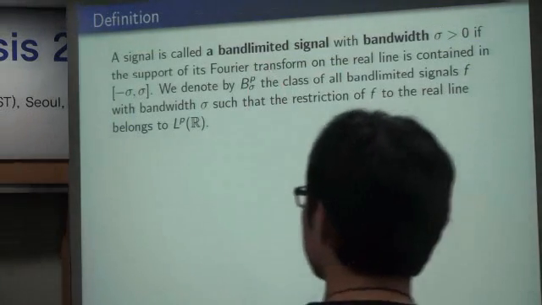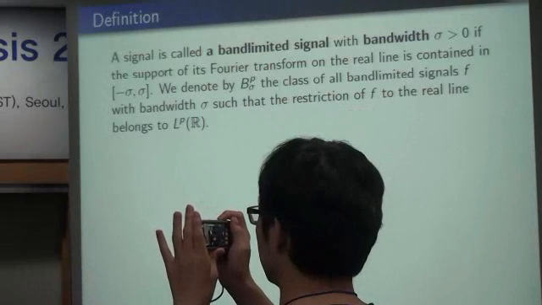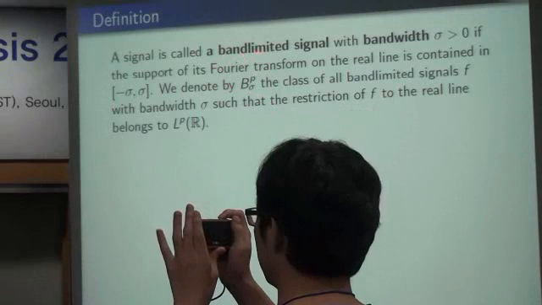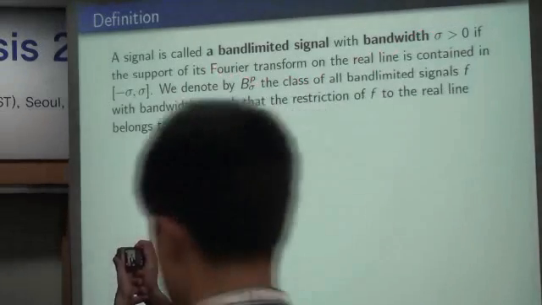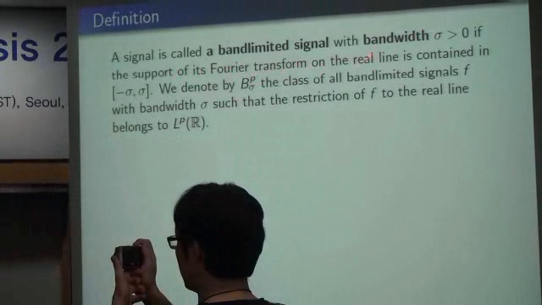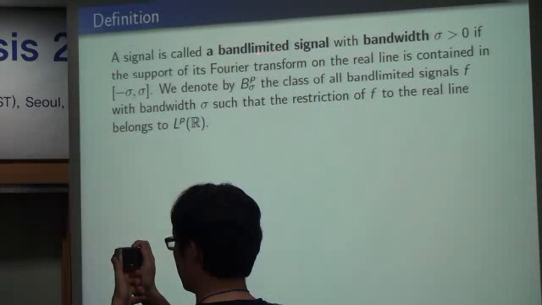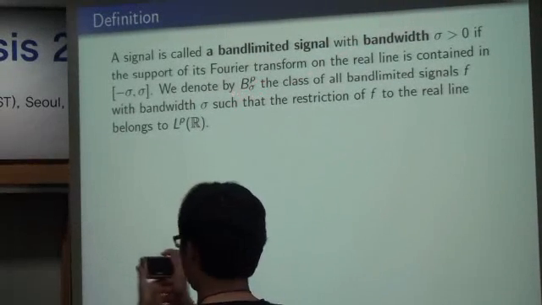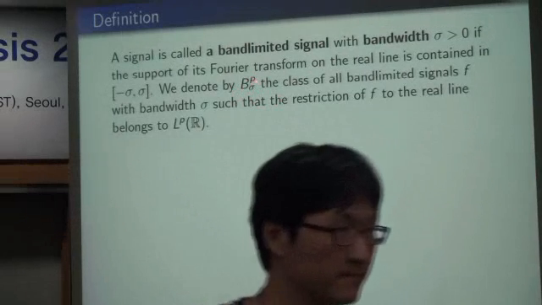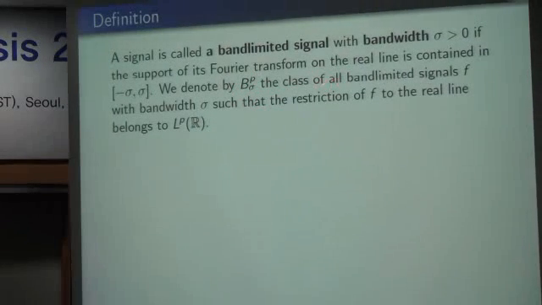And these are very basic definitions and the Shannon sampling theorem. A band-limited signal with bandwidth sigma: if the support of the Fourier transform on the real line is contained in this compact set, then this is called a band-limited signal with bandwidth sigma. And the Bernstein space B_sigma^p is the set of band-limited signals with bandwidth sigma, and the restriction of f to the real line is in L^p.